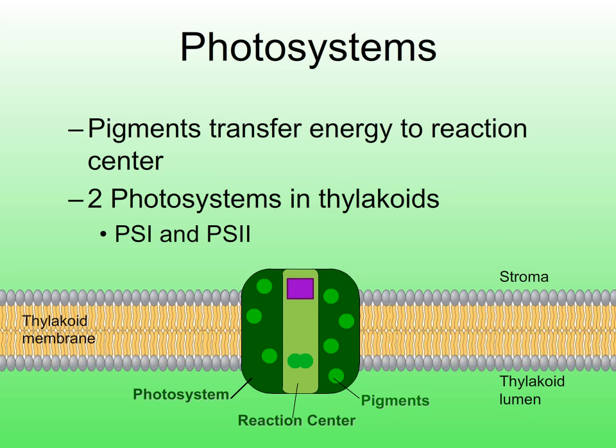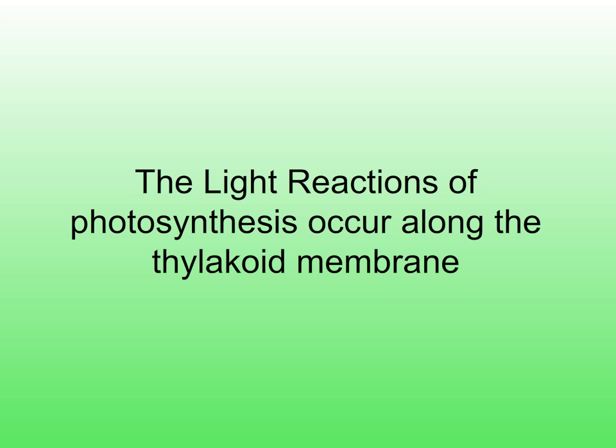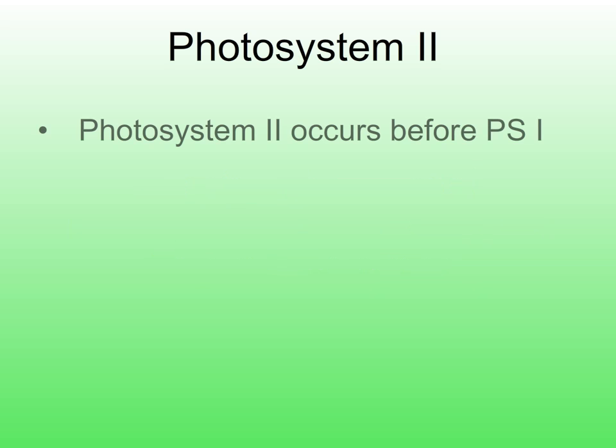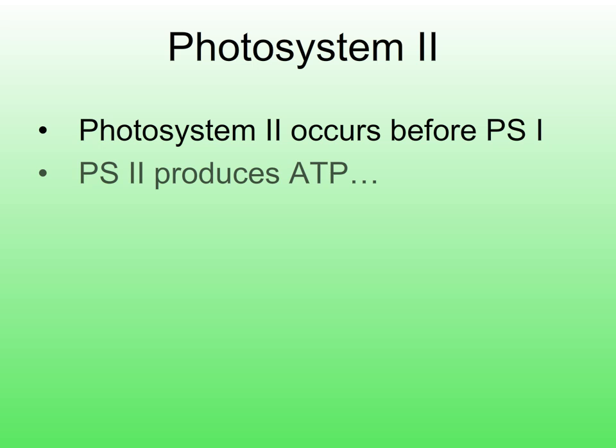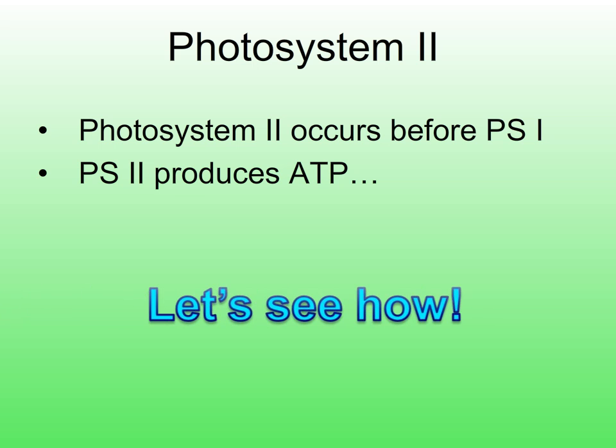The pigments transfer energy to the center of the photosystem, the reaction center. From there, the energy is transferred out of the photosystem. Two types of photosystems exist, PS1 and PS2. So the light reactions of photosynthesis are occurring along the thylakoid membrane in the chloroplast. Now, scientists found PS2 before PS1, but it is actually activated first and produces ATP. Let's see how.